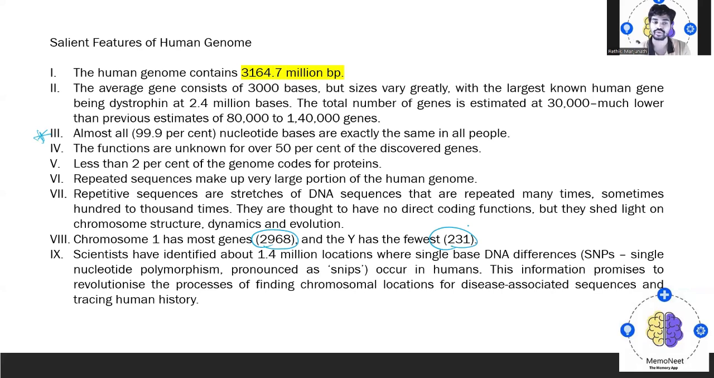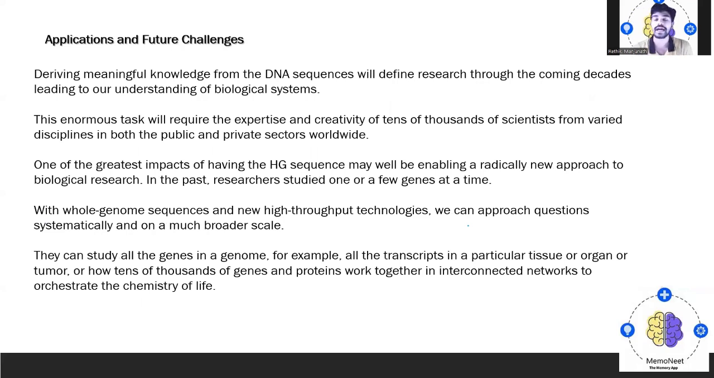This information promised to bring about a revolution in the process of finding the chromosomal locations for disease-associated sequences and tracking human history. Once you know the exact location of the gene, and the protein the gene is synthesizing, and if there is any disease related to a genetic disorder or protein dysfunction in protein synthesis, we can work on that. We can know whether it is actually caused by this specific gene or not, just by knowing that location on the chromosome.